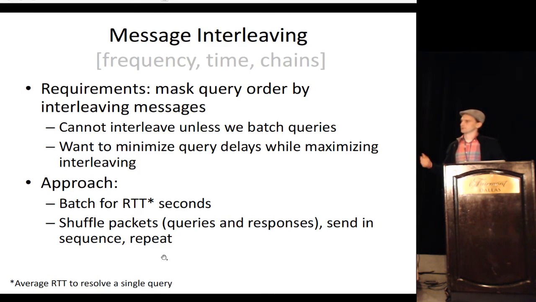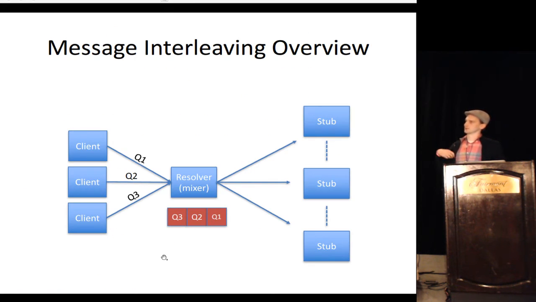The approach we took was to have the resolver measure the average round trip time for a particular query to any of its subservers. We call this RTT prime, and then batch packets to be sent in windows of size RTT. So every single RTT time epoch, the packets that have been batched up will be shuffled, or permuted into a random order, and then issued in sequence, and then repeated going forward.